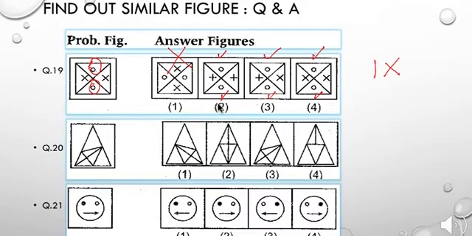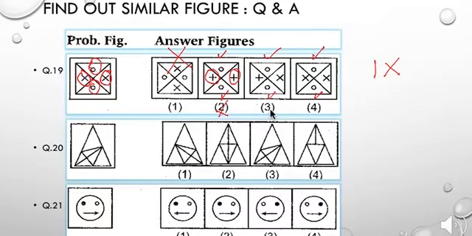Let's check more designs. In problem figure at this place there is a cross sign, and in the opposite part also there is a cross sign. So let's check in answer number 2, 3 and 4 if the same design is available. Let's go to answer figure 2. We find here this is not cross sign, it is a plus sign. Here also plus sign. This can't be the answer. So answer number 2 is rejected.